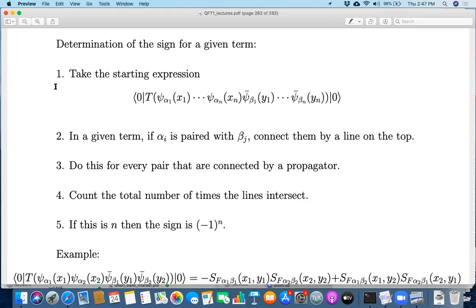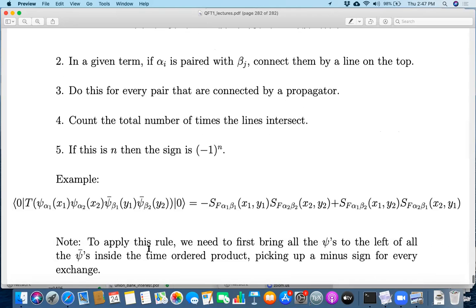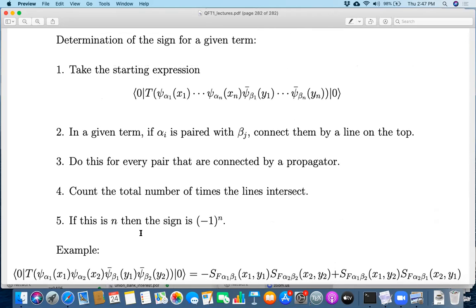As I said, this rule you can understand by going through the derivation carefully. But what I'll do is illustrate this rule with some examples. Is this clear? Are there questions on these rules?